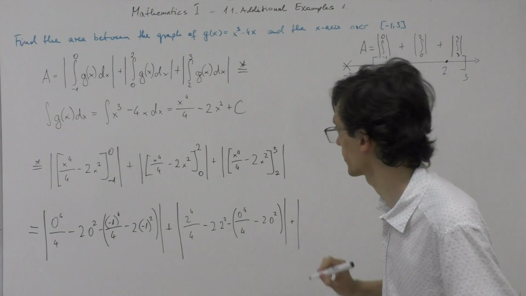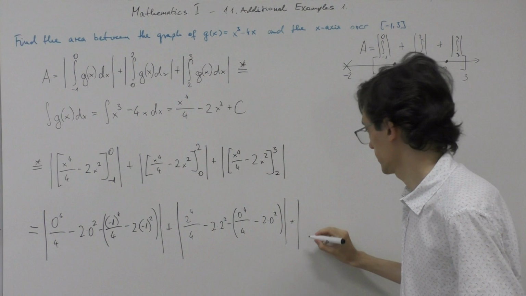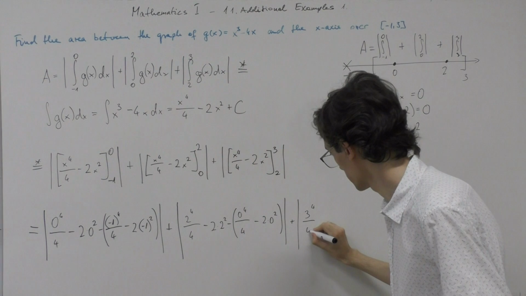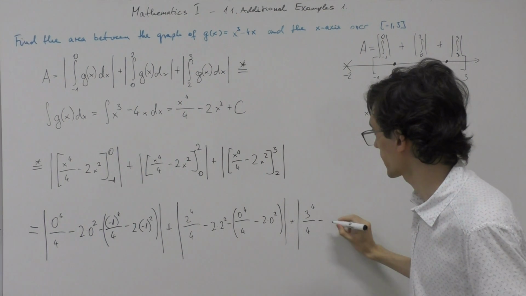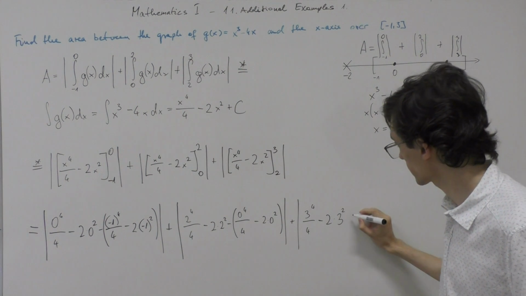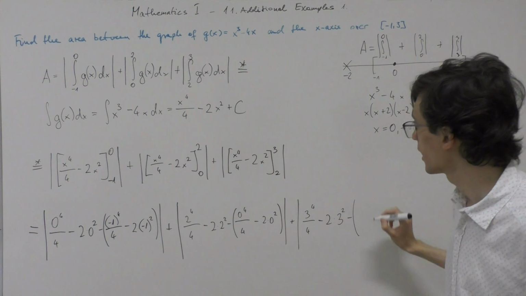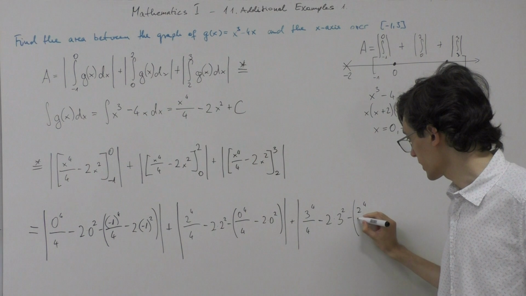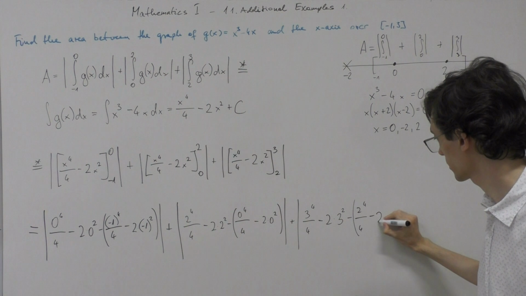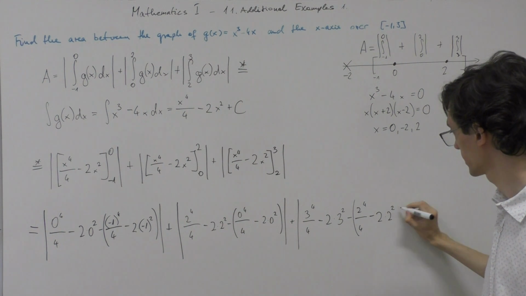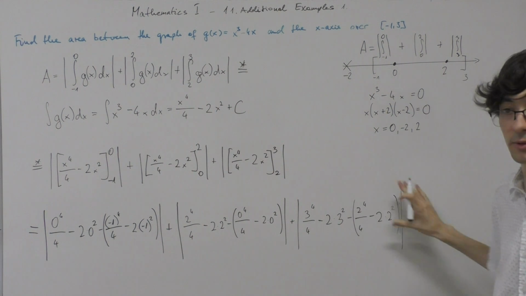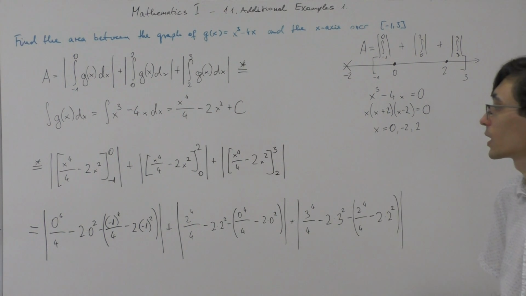plus the absolute value of 3 to the 4th power over 4 minus 2 times 3 squared, minus 2 to the 4th power over 4 minus 2 times 2 squared. And now you can leave the solution in this form.